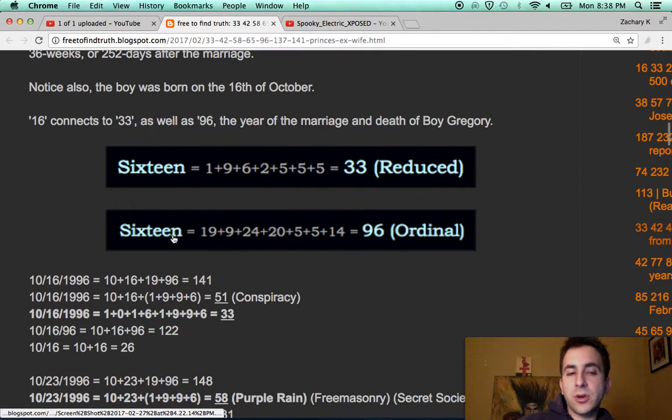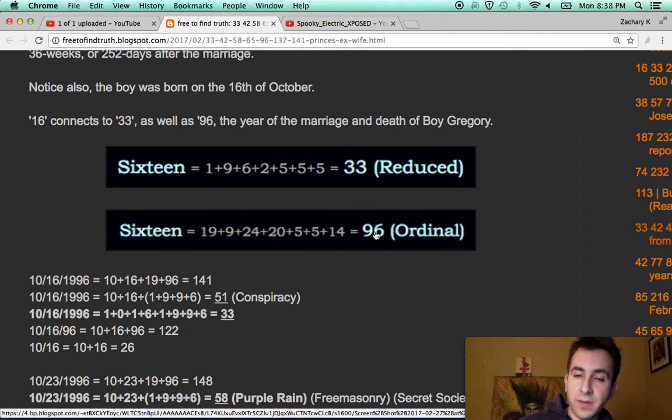16 is also the number when you write out with the alphabetic order that sums to 96, like Freemason. 33, the number of Freemason obsession. Think about Prince Hall Freemasonry for black entertainers largely. Prince.